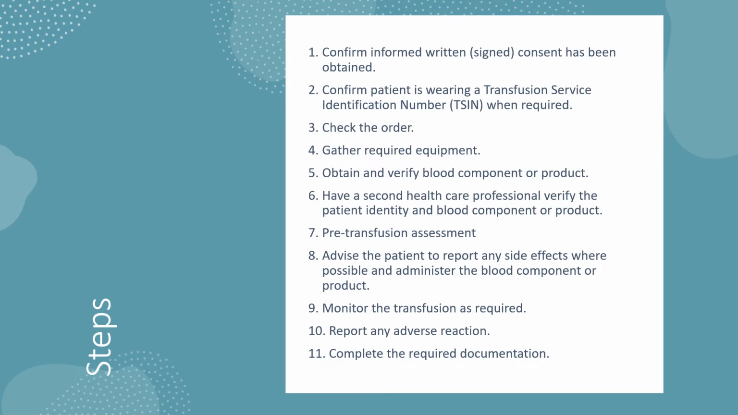Next, there are some steps on how to transfuse. First and foremost, check the order and check if the patient is cross-matched, and make sure written informed consent has been obtained, and confirm the patient is wearing a transfusion service identification number. It used to be called a BB number, when required, and if it is still valid. Gather required equipment, obtain and verify blood components or product. You have to go to the blood bank to get it.